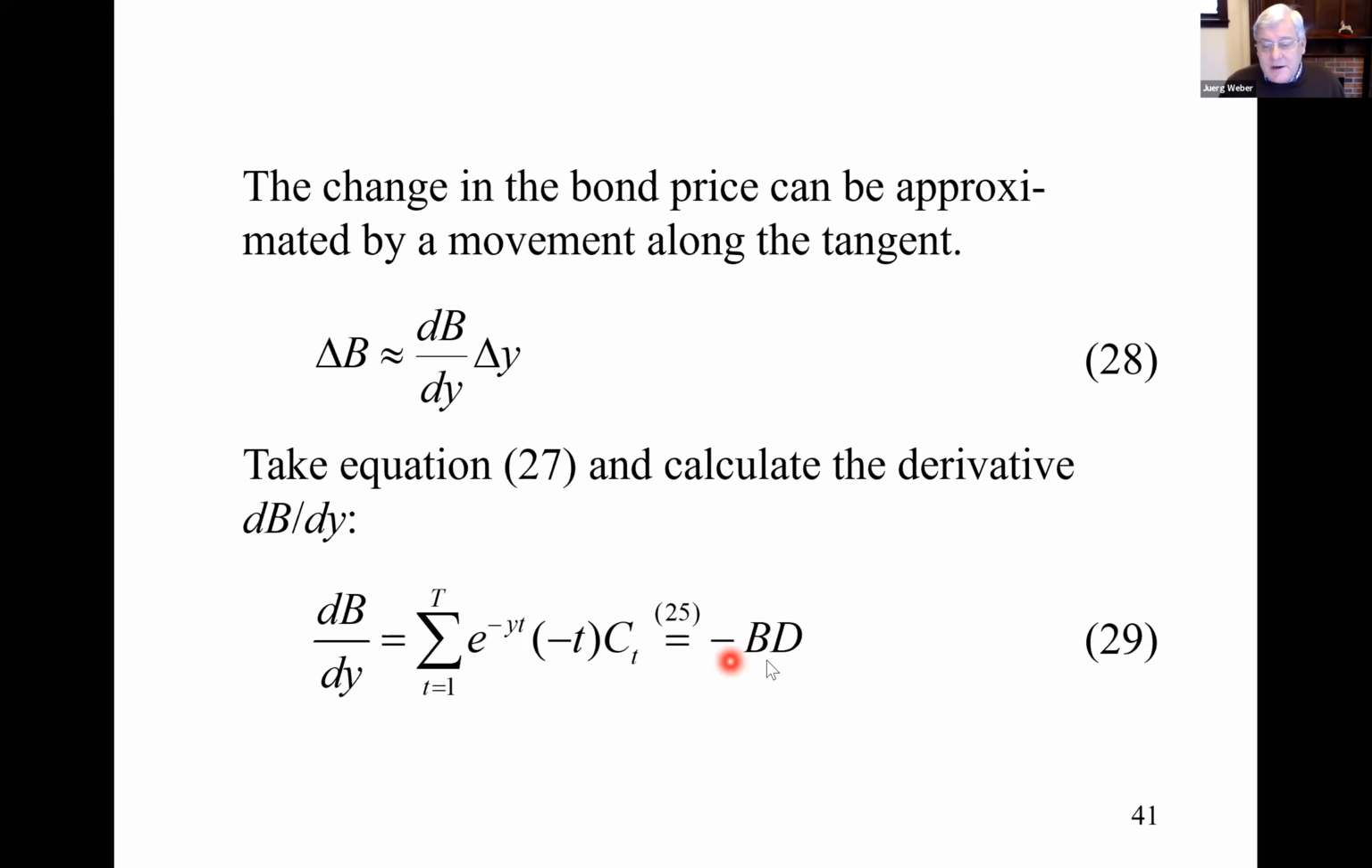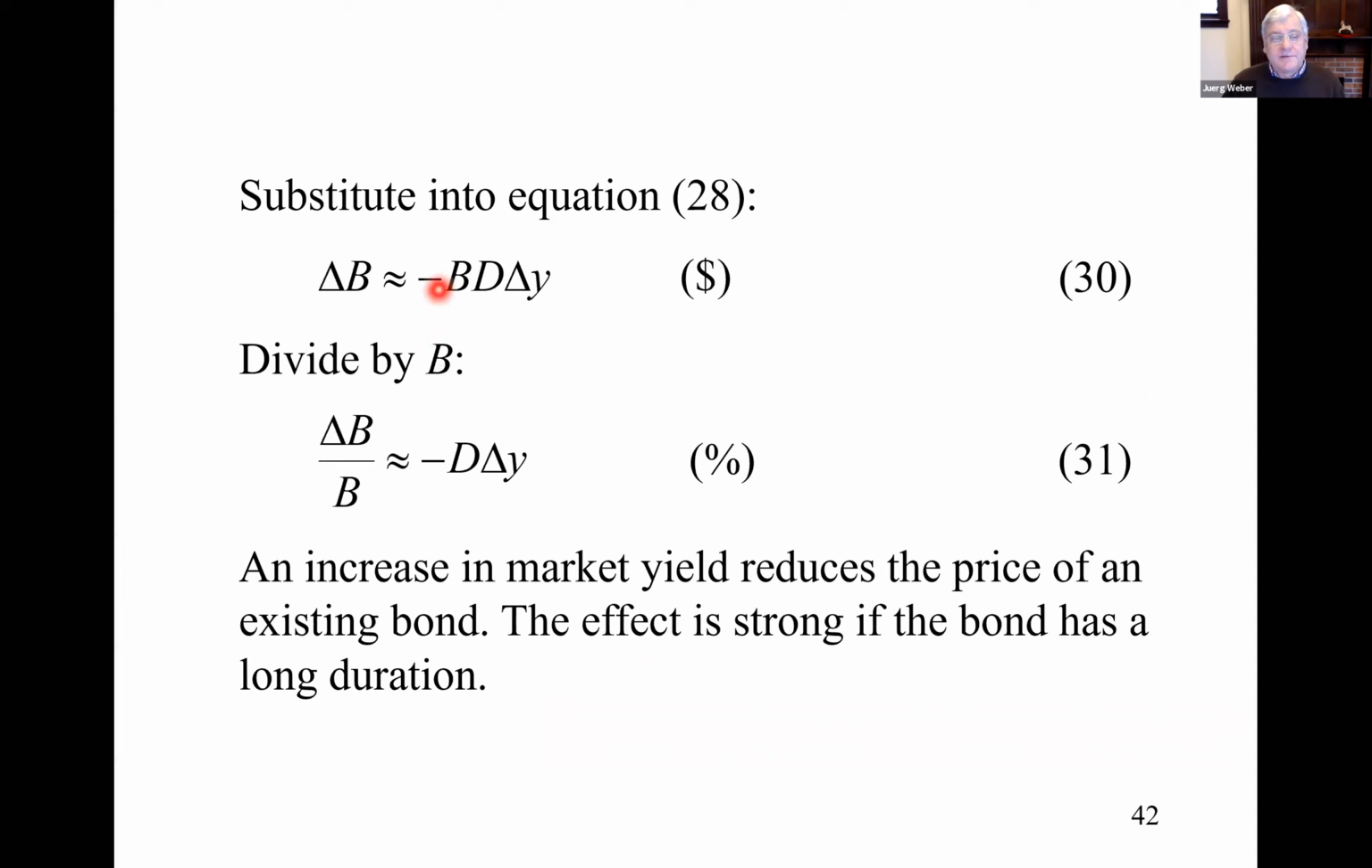So I can plug in minus BD here for this first derivative. That's what I have done here. So here we have the change in yield, and this gives you an approximation, this equation here, for the change in the bond price. So here it's done in dollar terms, and if you would like to know it in percent, then just divide both sides by B. So you have here now the percentage change, the B drops out.